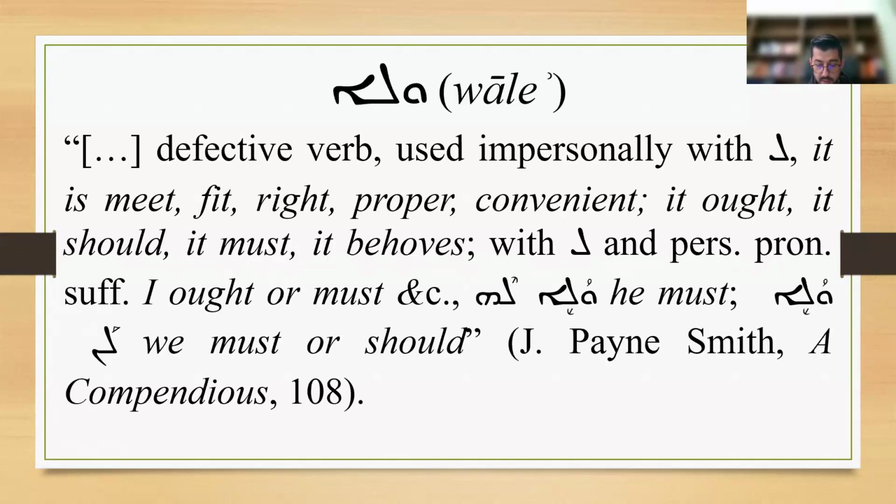The most frequent translation of Dei in the Old Syriac and Peshitta of John is Wole, described by J. Payne Smith as follows: the effective verb used impersonally with lamat. It is meet, fit, right, proper, convenient. It ought, it should, it must, behoves. With lamat, the personal pronominal suffix, I ought or must.